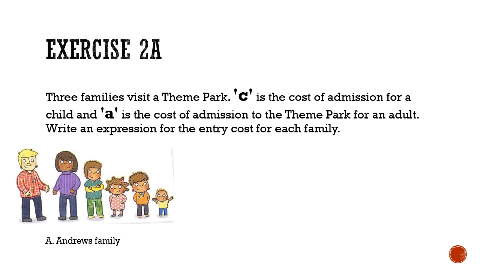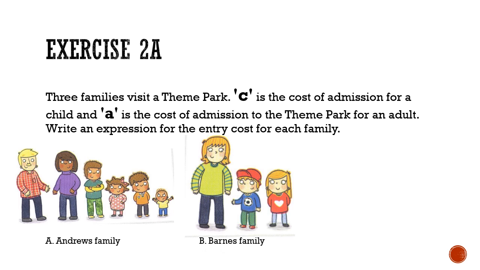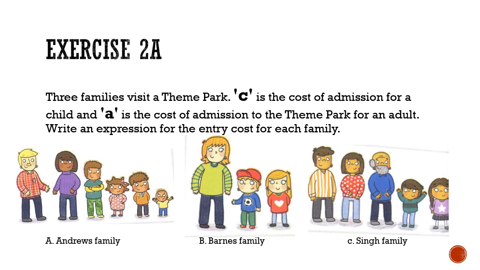So we have the Andrews family, the Barnes family, and the Singh family. We can see that there's an adult and a child. All the families have adults and children with them. So we need to write C for the cost of admission for a child, and A for the cost of admission for an adult. You need to pause and try to answer it on a piece of paper and continue to check if your answers are correct.